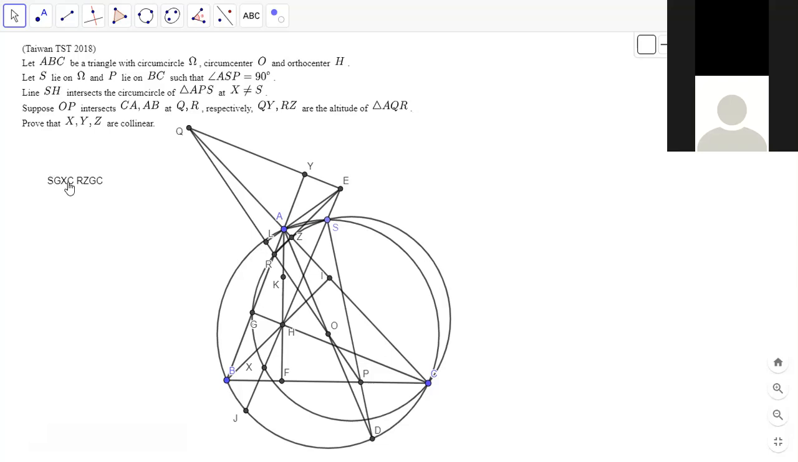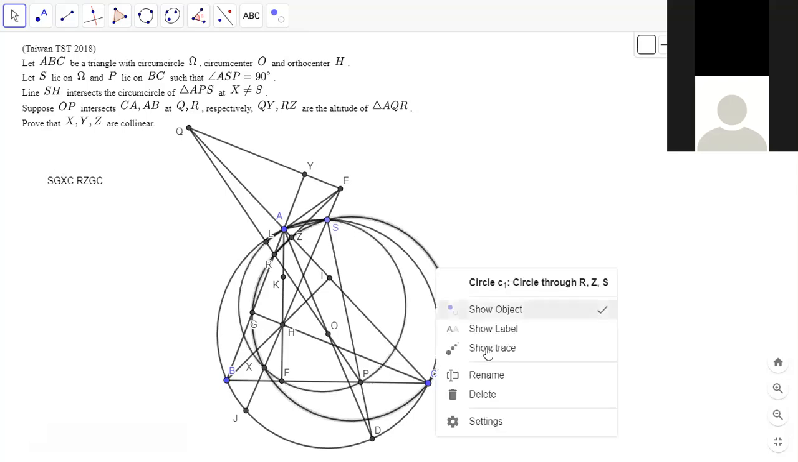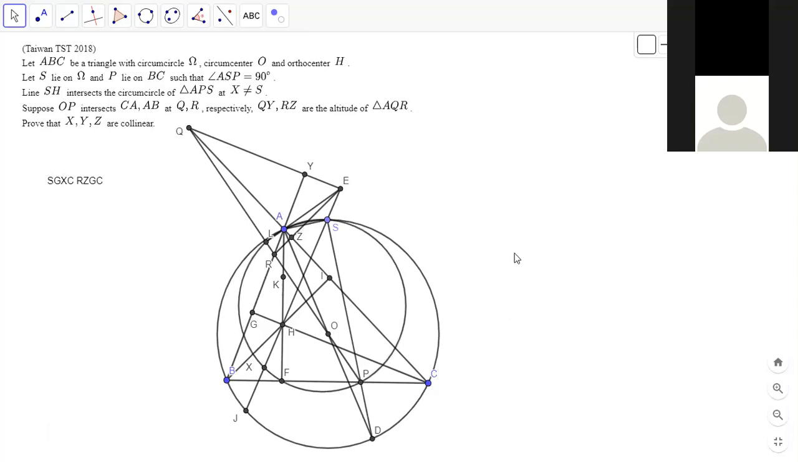So we know that these are cyclic, SGXC. Oh, whoops, sorry. So you want me to hide this one? Yeah. Yeah, that one. SZRGCX. We need a line which is perpendicular to JE.